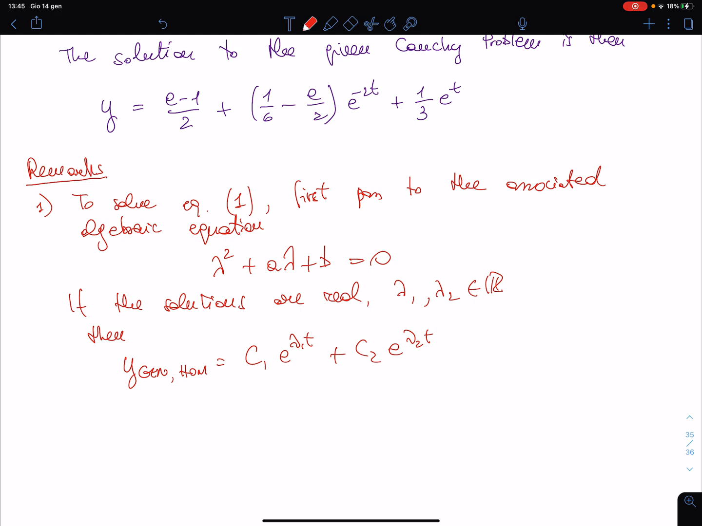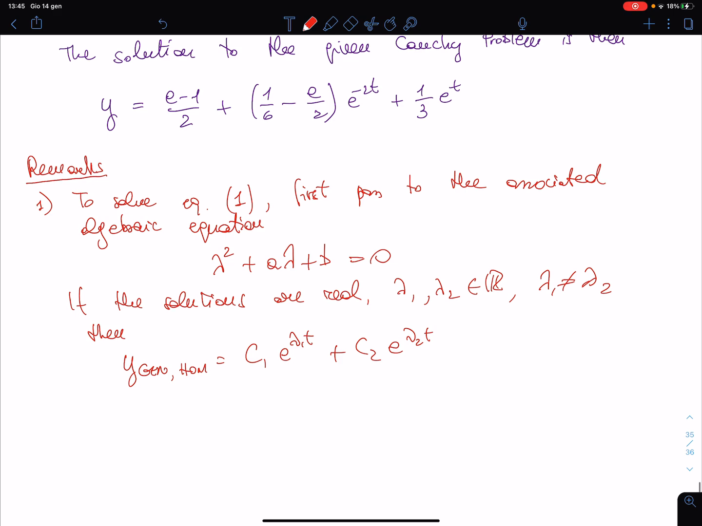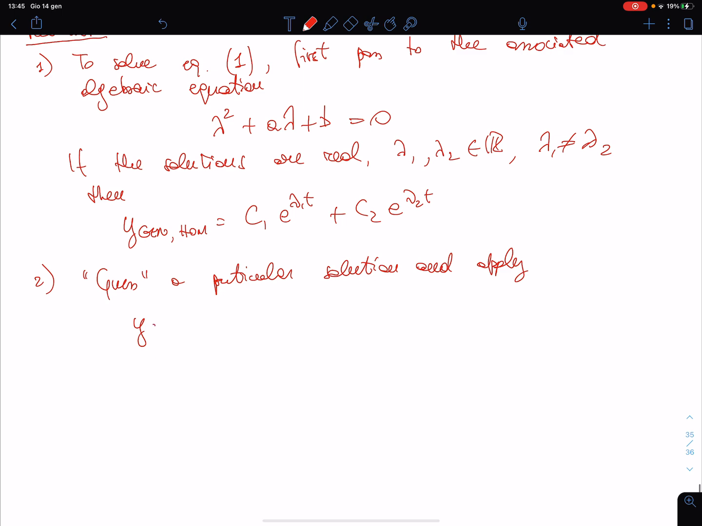Real and distinct, and you do like that. Second, find, so guess, a particular solution and apply the theorem that says that y_gen is equal to y_gen homogeneous plus y_p. Okay, and this is the solution.